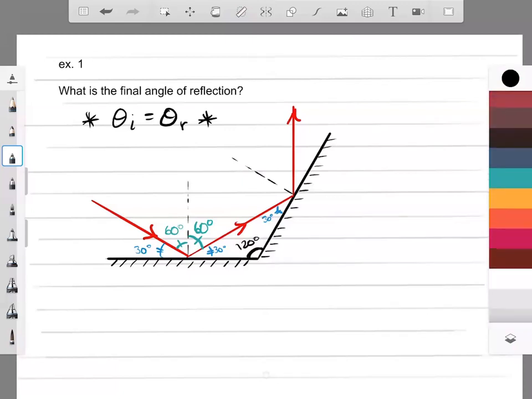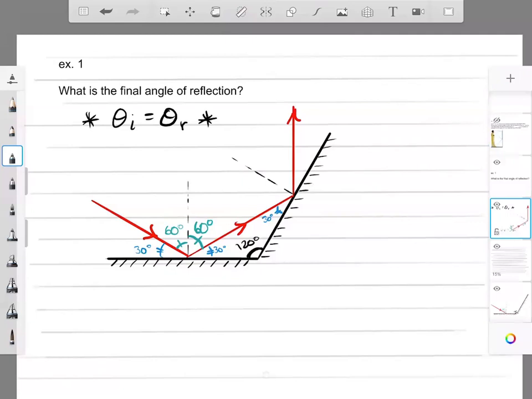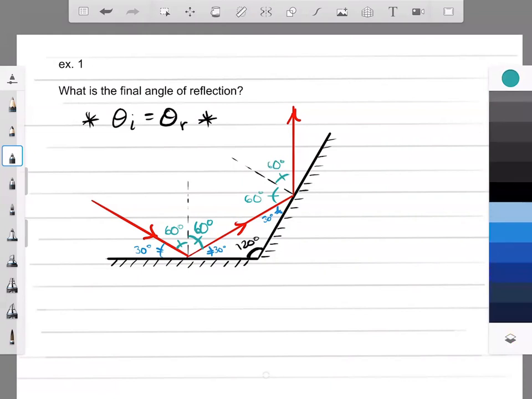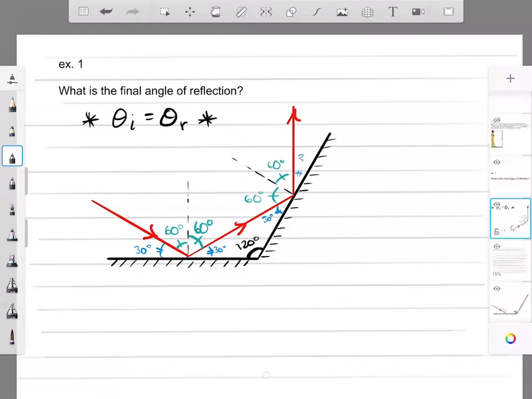So for this problem, we have some very nice symmetry going on. We see that this is 30 down here, so this must be 60, which means that this needs to be 60. What is the final angle of reflection? We are looking at this angle right here, the angle of reflection. So in the end, that thing bounces off that second mirror at 60 degrees. But from our point of view, if we're looking at this from the side, it's going to reflect straight up, 90 degrees upward. And there you have it.